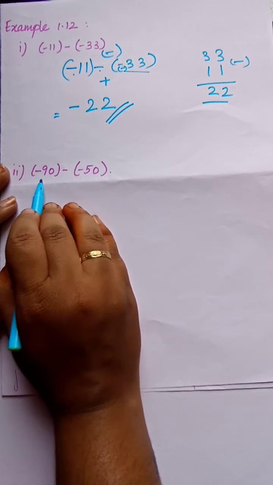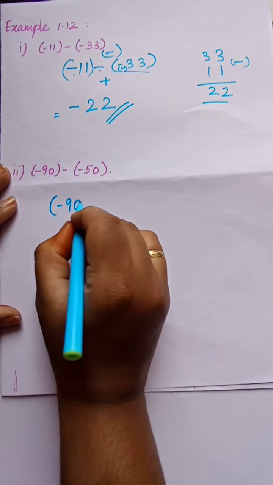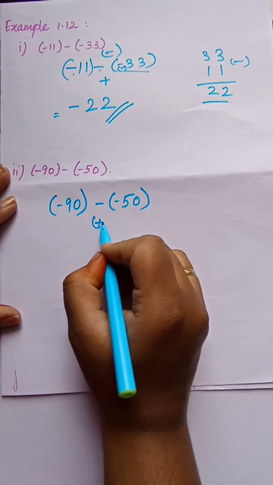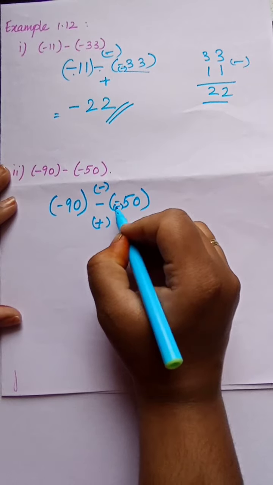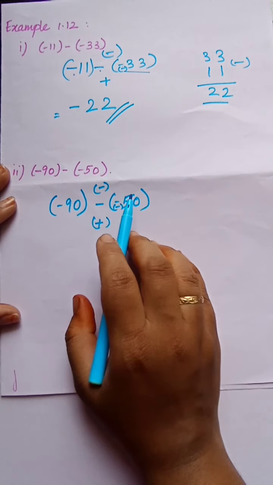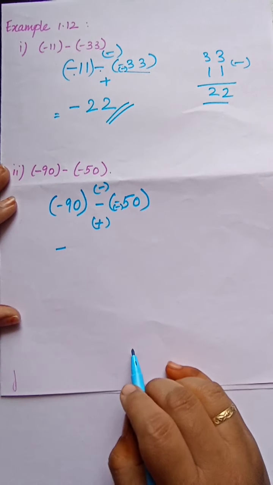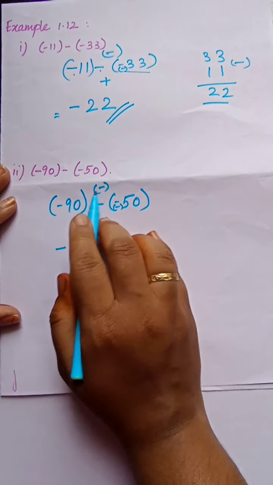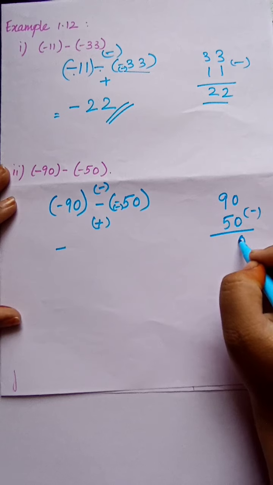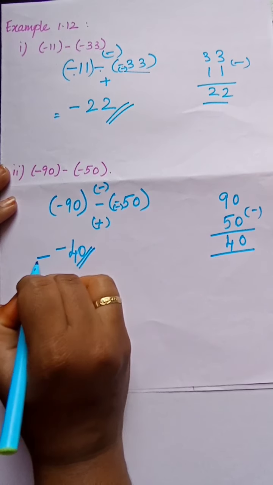Okay, now next question, minus 90 minus 50. Here also the same thing. Minus into minus is plus, into minus is minus, so here also it will be minus. Now we have to see the biggest number. What is the biggest number here, 50 or 90? 90 is the biggest number, and 90 has a negative symbol, so our answer should also be negative. Then we subtract these two numbers, 90 minus 50. 0 minus 0 is 0, 9 minus 5 is 4, so minus 40 will be our final answer.